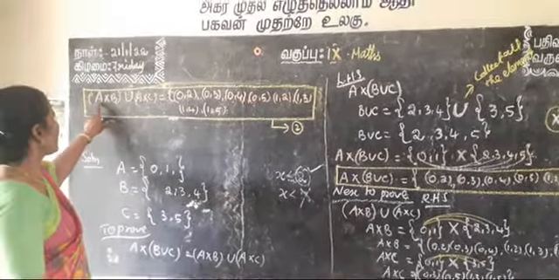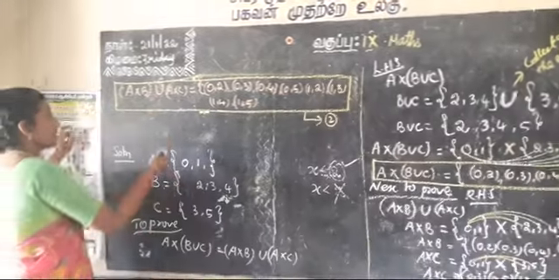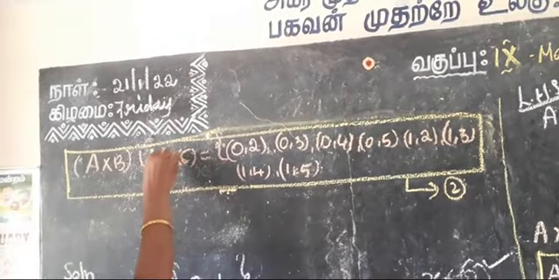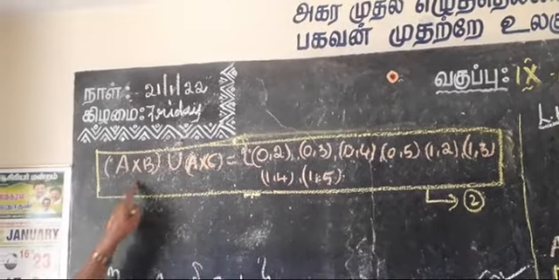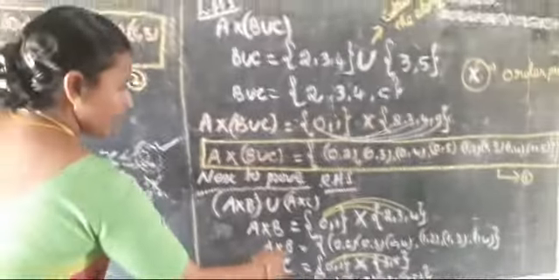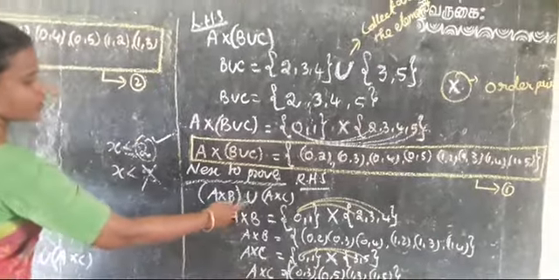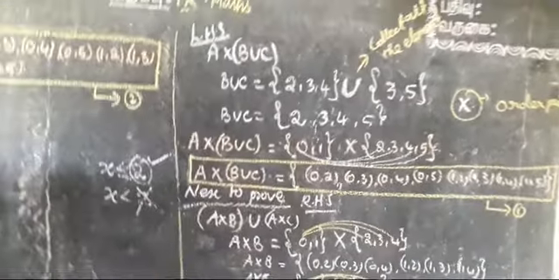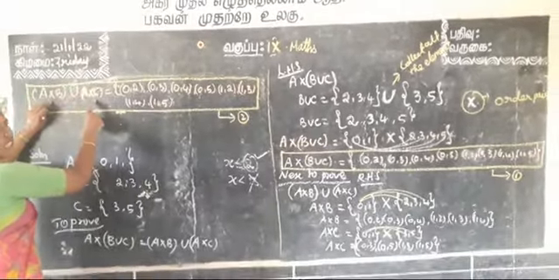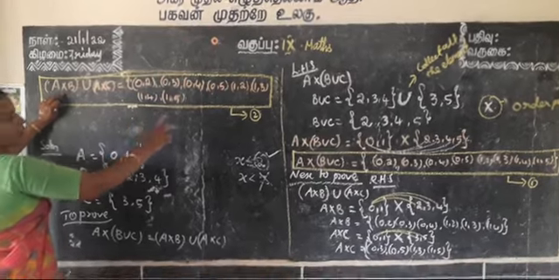So we have to write A cross B union A cross C. A cross B union A cross C is equal to: you have to write the A cross B answer and the A cross C answer and join and write. Union means join and write. You have to write all the elements of A cross B and A cross C. Okay dears? Okay.